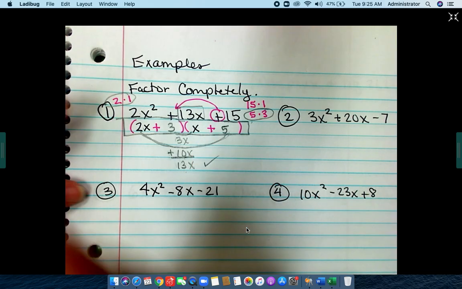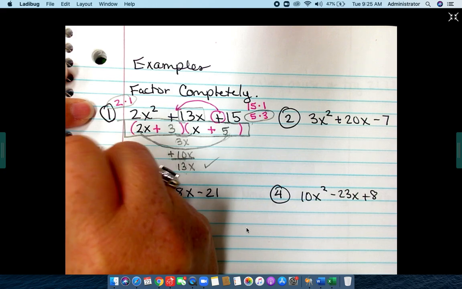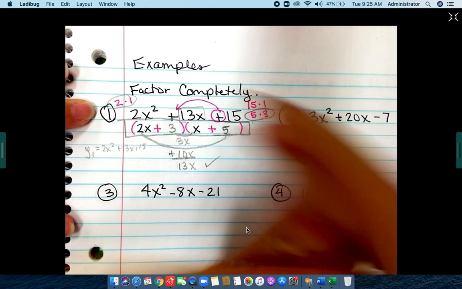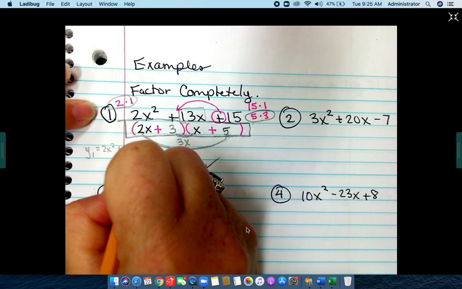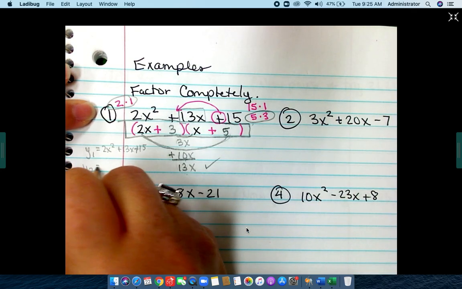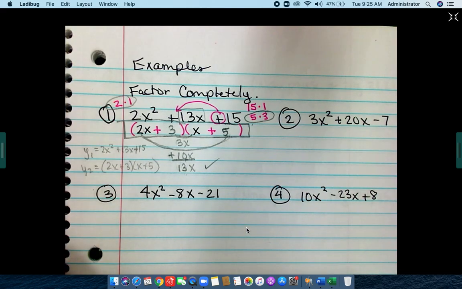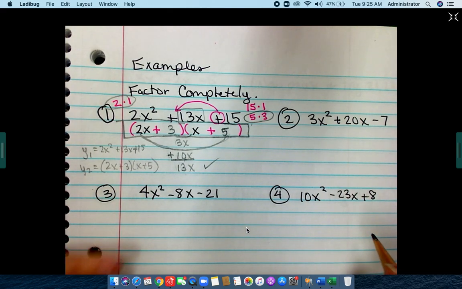I can go to y1 and type this in, the 2x squared plus 13x plus 15, just like we have in all the other videos. Oops. And then in y2, I can type my answer. And then look at my table to make sure that my y1s and y2s match.